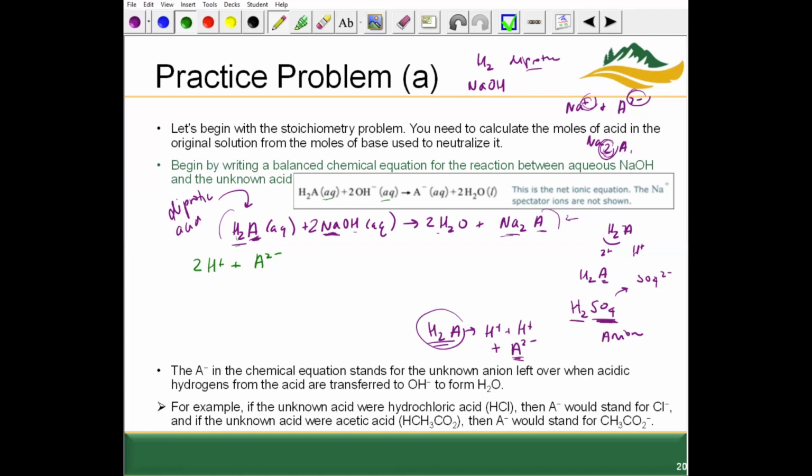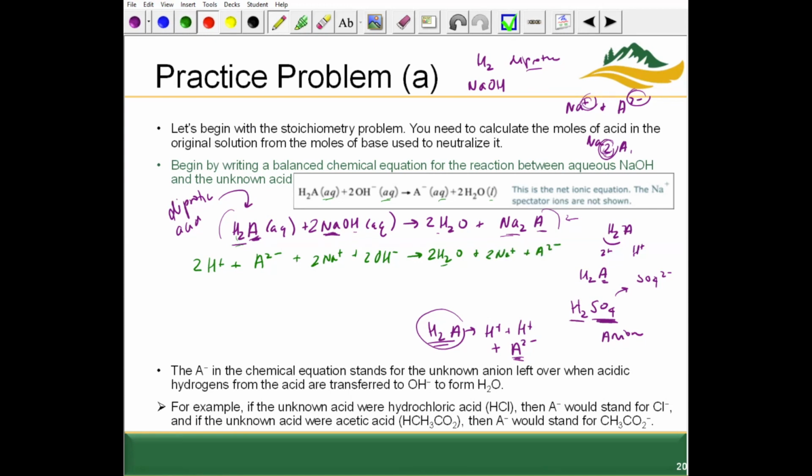I'm leaving out these physical states of matter at this point, just to make it cleaner, but I will need to add those back in. So H plus, there's 2 of them, A2 minus. For sodium hydroxide, there are also 2 of them, Na plus, OH minus, 2 of them, goes on to form water. Water does not break apart into ions, generally speaking, so water is stable. Then there are 2 Na plus and A2 minus.